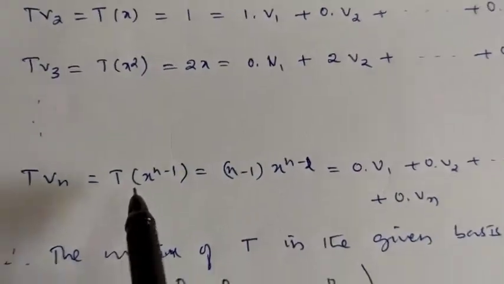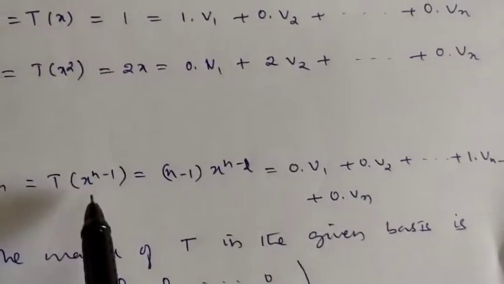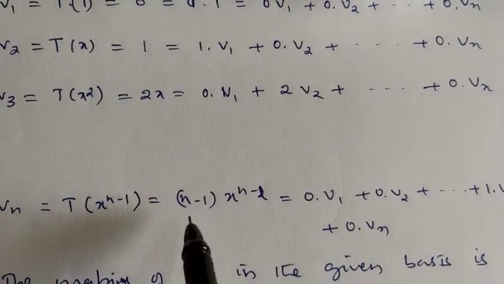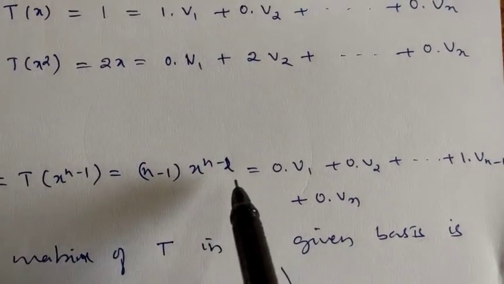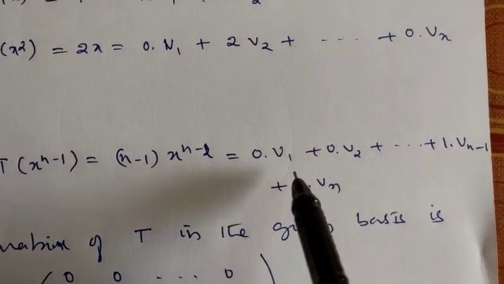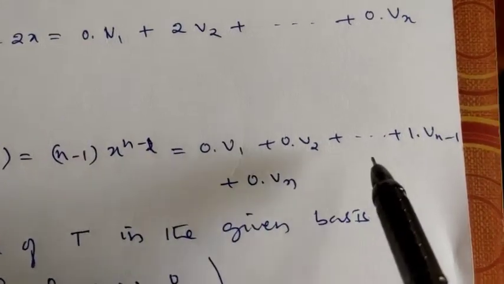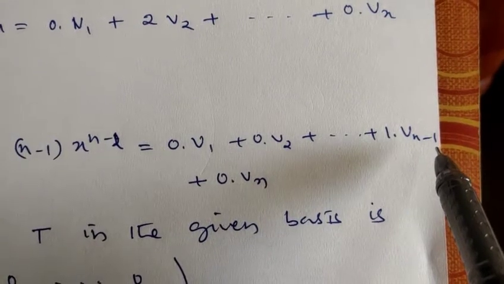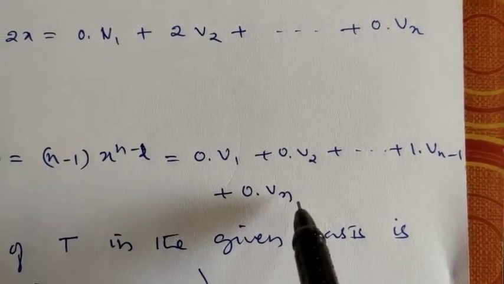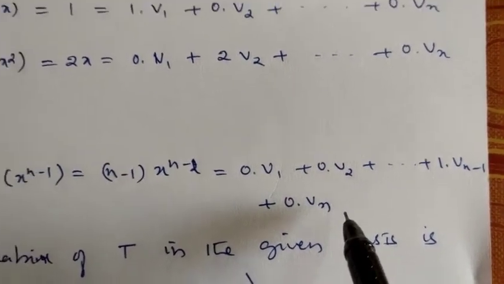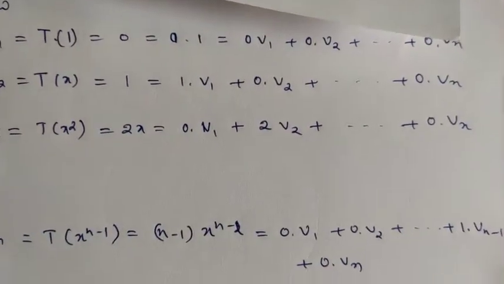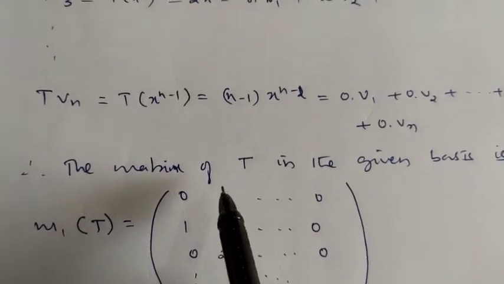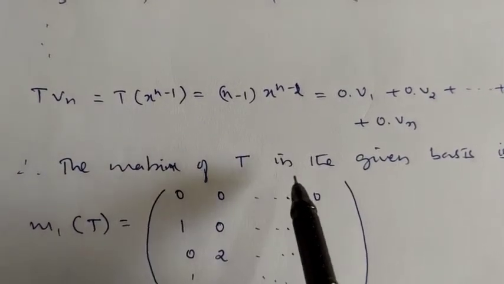Likewise, the nth element T of Vn can be written as T of x power n minus 1. If you differentiate this, you get n minus 1 into x power n minus 2. So it gives 0 into V1, 0 into V2, etc. The last but one term is n minus 1 into V(n minus 1), and next is 0 into Vn. So now we got the system of equations, and the coefficient matrix is the matrix of the linear transformation.